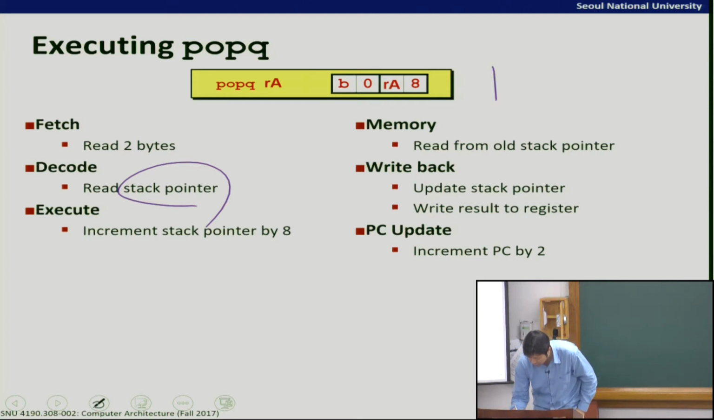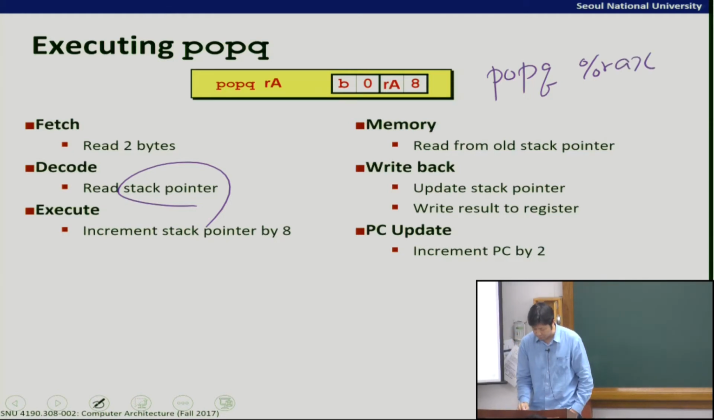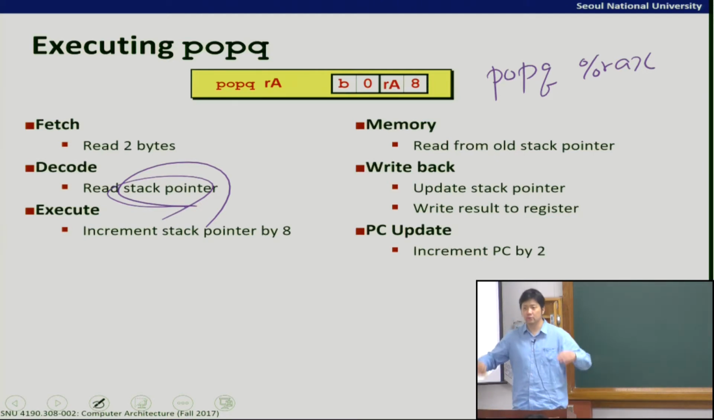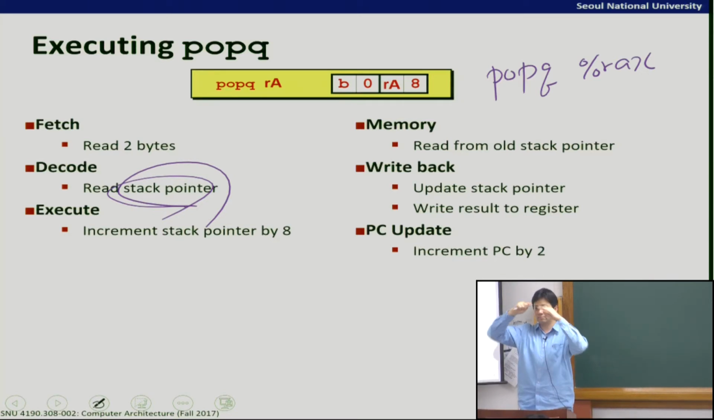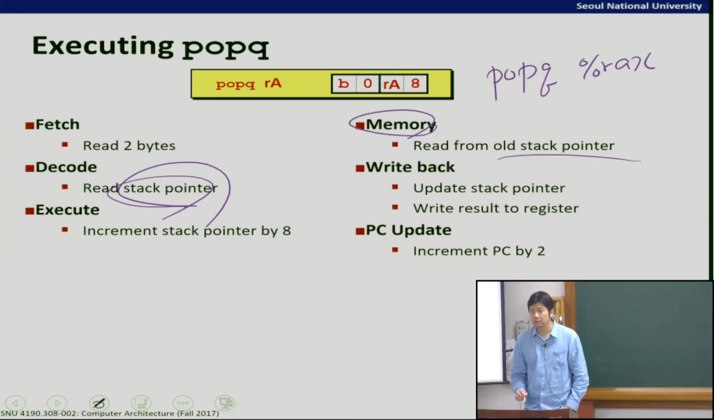So let's say you want to execute popq RAX register. Then in the decode stage, you read the stack pointer. And in the execute stage, you increment the stack pointer by 8. Incrementing the stack pointer by 8 means you actually pop it. I mean, you shrink your stack, right? And in the mem stage, you read from the old stack pointer. So you read the data from the old stack pointer before you increment the value by 8.